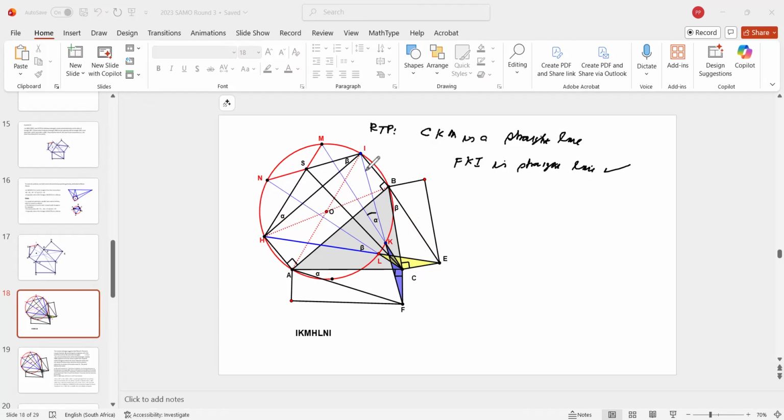Okay, if I look at these two lines here, they intersect at K on the circumference. Now, which chord of the circle subtends this angle alpha? If you go up to KI, you go to KM, and you will see it's this chord here. MI subtends alpha at K on the circle.